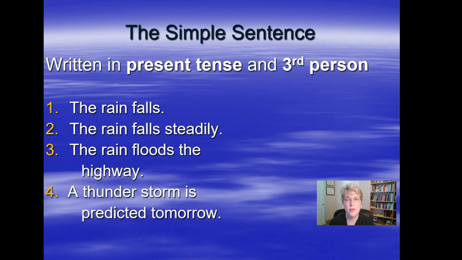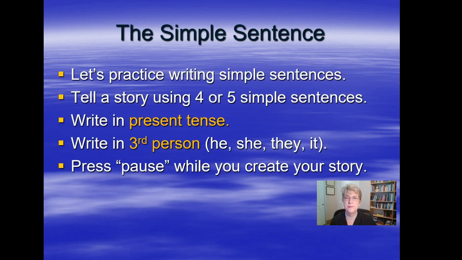Okay, so now we have a little story. The rain falls steadily. The rain floods the highway. A thunderstorm is predicted tomorrow. So notice that all the verbs are written in present tense. Falls, floods, is predicted. And it's written in third person. So we want to be consistent with our tenses and with our person.